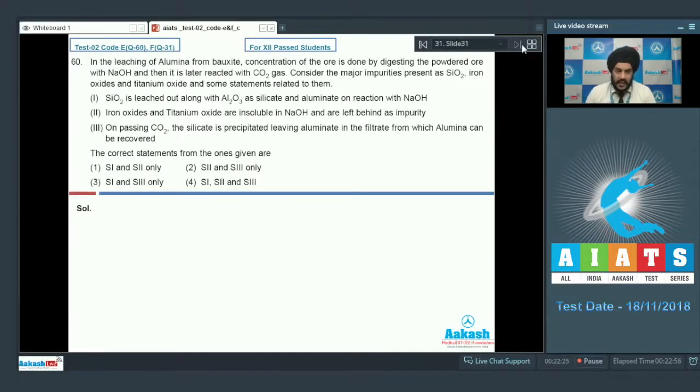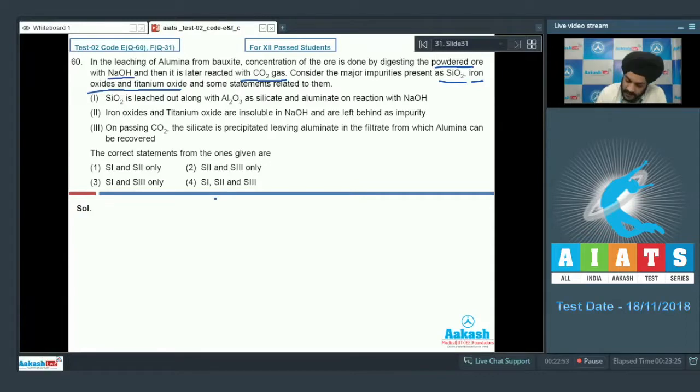Question number 60. In the leaching of alumina from bauxite, concentration of the ore is done by digesting the powdered ore with NaOH and then later it is reacted with CO2 gas. Consider the major impurities present as SiO2, iron oxides and titanium oxide, and some statements related to them. So in the first statement, SiO2 is leached out along with Al2O3 as silicate and aluminate on reaction with NaOH.